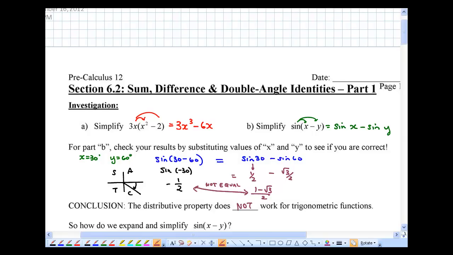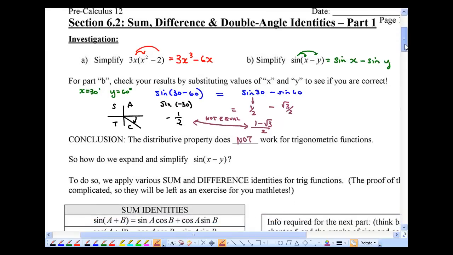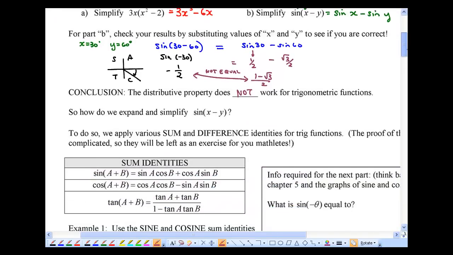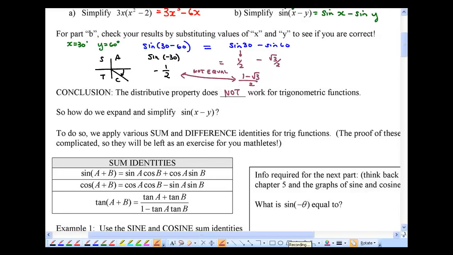So, how do we expand something like this, where it's sine of x take away y? By the way, this is what they call a difference, because you're taking two things and subtracting them. So how do we do that? Well, what we do in trig is we apply these various sum and difference identities. I'm not going to prove them for you right now, at least the sum identities, because it's a lot of work and I think most of you probably don't care about that. If you really do want to know, come find me and we'll do it together.